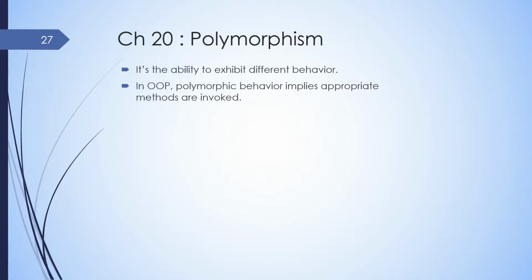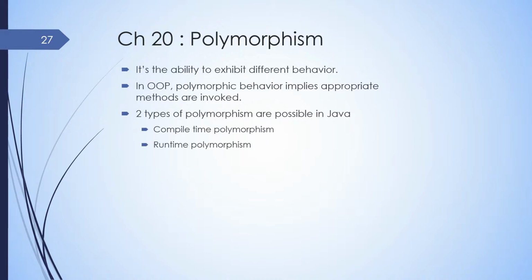In OOP, polymorphic behavior implies appropriate methods are invoked. There are two types of polymorphism: compile time polymorphism and runtime polymorphism. Let's take a deep look at each of them.